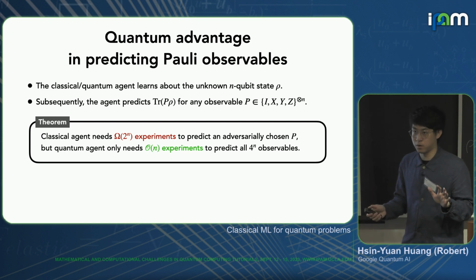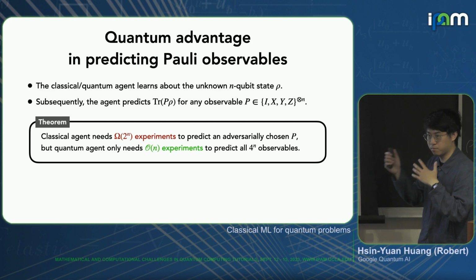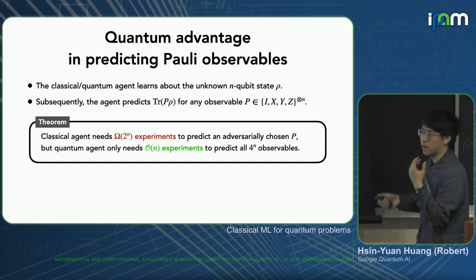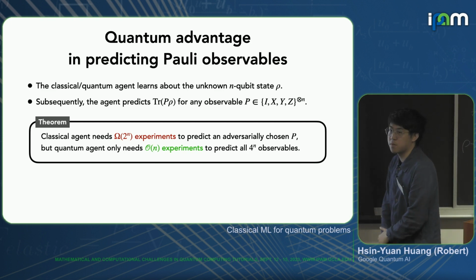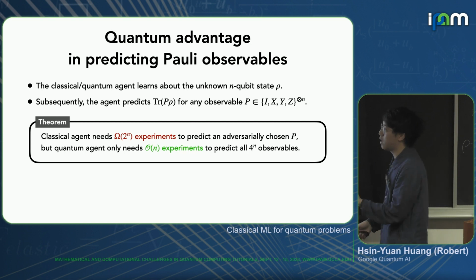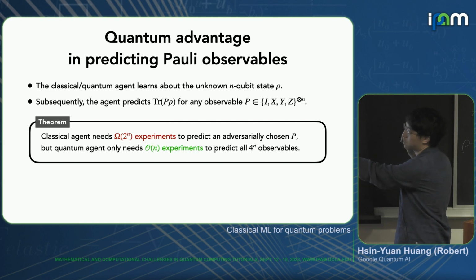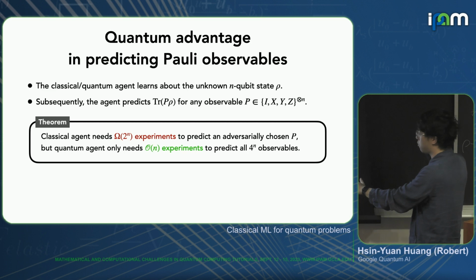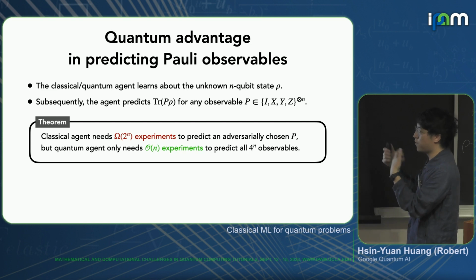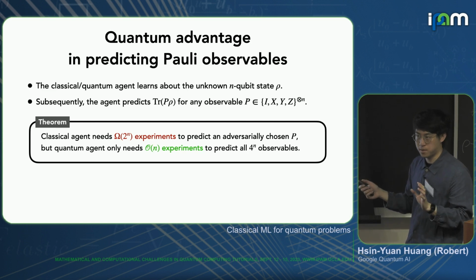But maybe there is some other classical shadow or classical agent protocol that can predict them. Essentially, the following theorem says that this is not possible. A classical agent would require an exponential number of experiments just to predict one adversarially chosen observable. Think of the setting again: the classical agent goes through these experiments, learns a model, and now someone comes by and adversarially chooses some observable P, and the classical agent will fail if it doesn't do an exponential number of experiments.